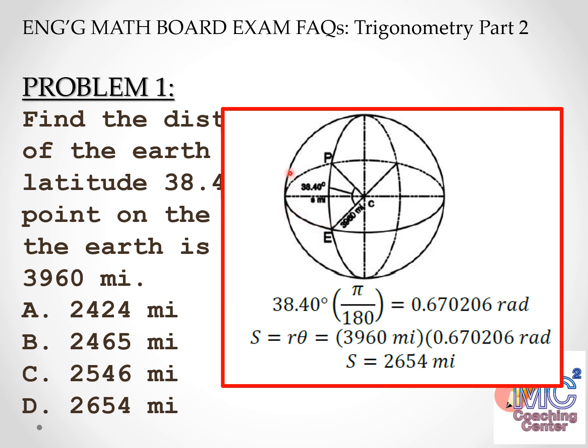Since ito yung tinatanong class, ito yung S natin. So, the formula na gamitin natin is S equals R theta, where S is the length of this arc, R is the radius of the Earth, and theta is the angle from the equator going to this point.